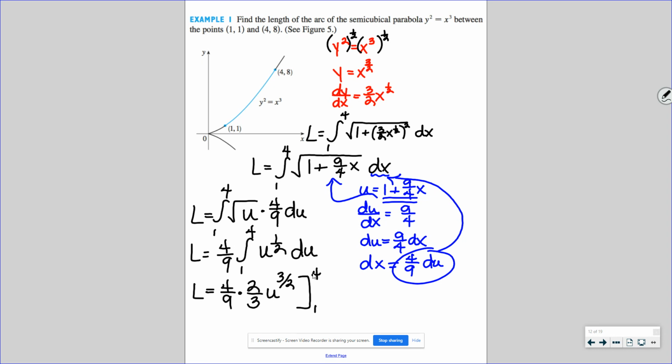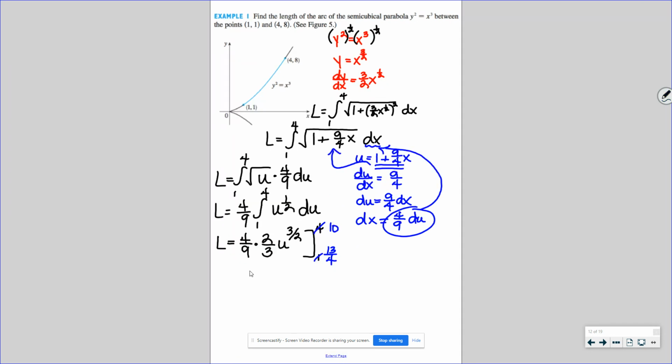And evaluate from 1 to 4, except I think I'm going to stop right here and change the 1 to 4, because right now the 1 and the 4 are both x values, and I've got an integral that's in terms of u. So I think what I'm going to do is stop and change these to terms of u so I can go ahead and just plug them in. So the way that you do that, remember, is you take the number and you go up to your u equation and you plug this in for x. So I would do 1 plus 9/4 times 4. Which would give me 10. And then 1 plugged in. So 1 plus 9/4 times 1 would be 9/4 plus 1, so 13/4.